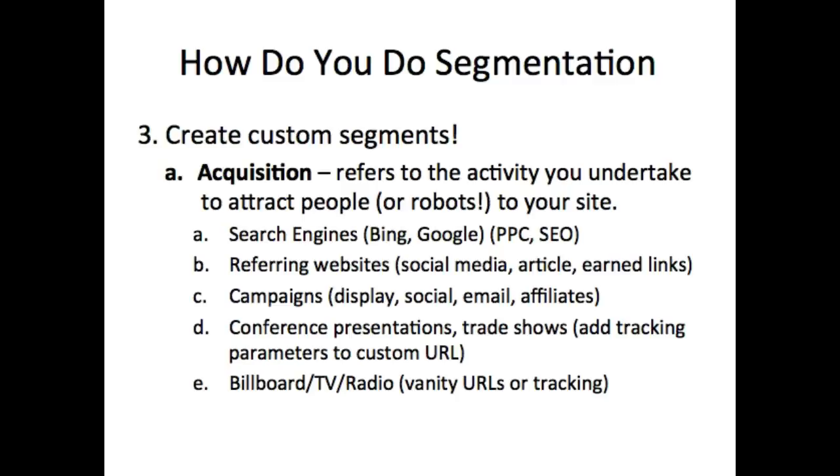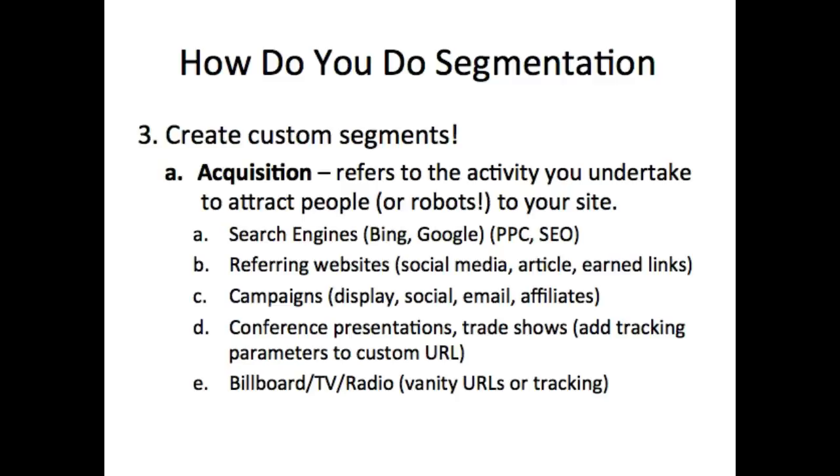This is when we add something called tracking parameters to custom URLs. So we have abc.com/English conference, and it can't be just as simple as that. We actually want to make sure that there are custom URLs or parameters to these sites so that people will land on our web page and we know where they came from. Billboards, TVs, radios, again, we can use vanity URLs. These are URLs made just for that campaign that redirect to website URLs that have this tracking parameter built in.